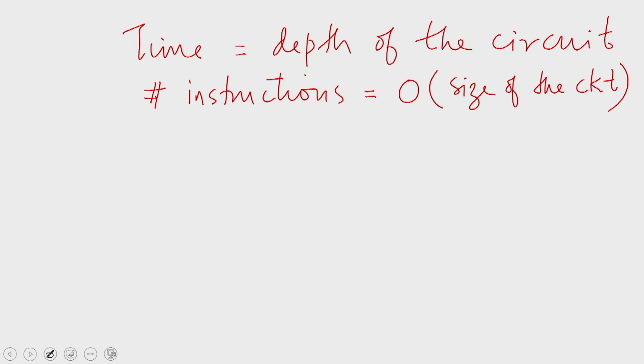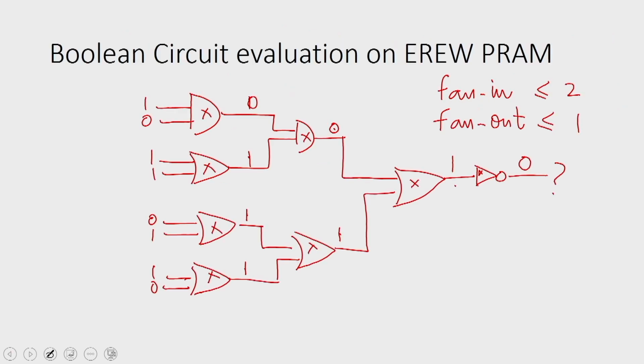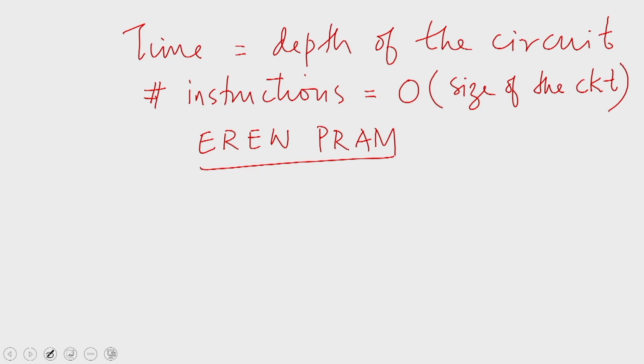The model is an ER-EWP RAM. This is because on none of the steps have we used concurrent reads and concurrent writes. Concurrent reads are not necessary because the fan out is at most 1. Therefore, an output that is produced will not be read by more than one gate. Therefore, there is no need for concurrent reads. And concurrent writes are also not necessary because all the values that are written are on exclusive lines. Therefore, the model is an ER-EWP RAM and the running time is equal to the depth of the circuit.